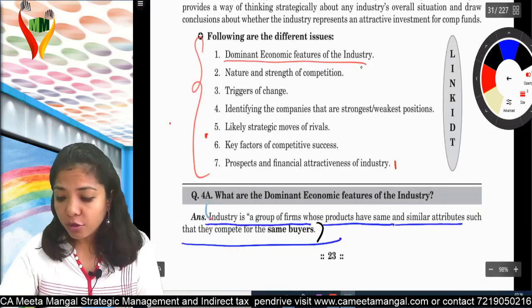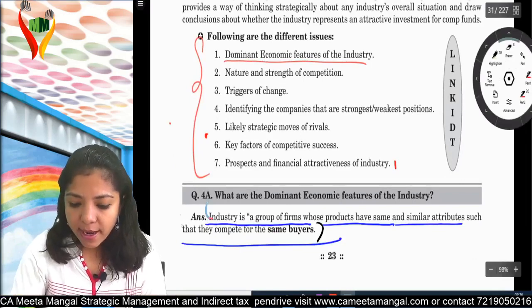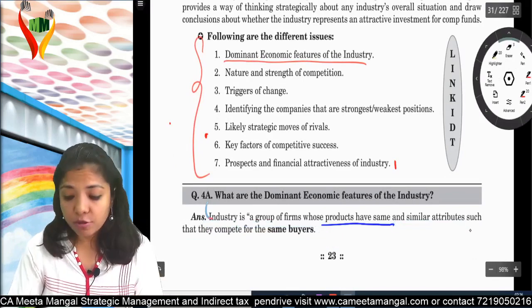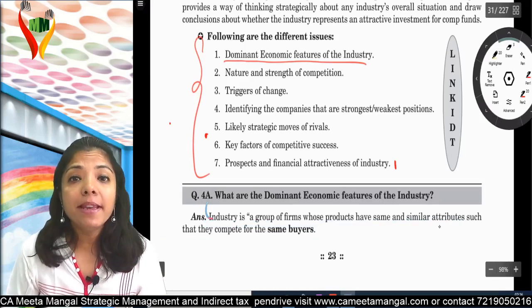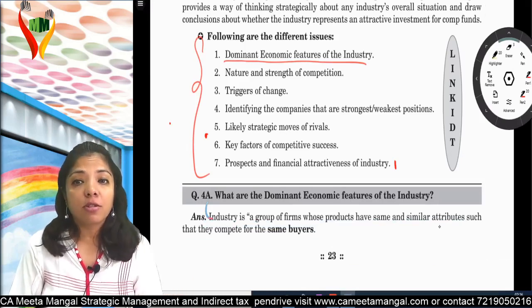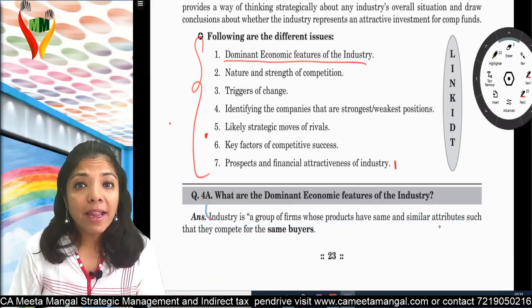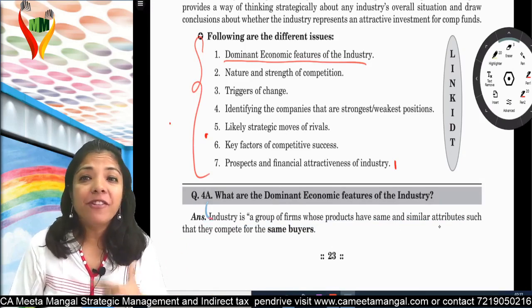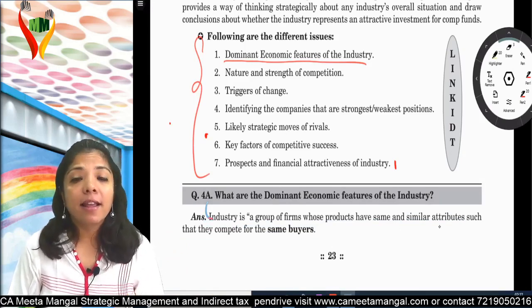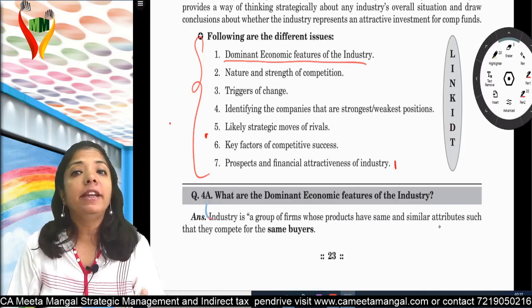What is the first issue? The first issue is dominant economic features of the industry. What am I dominating? Ruling, controlling. What am I economic? Financial position. To understand that, every industry has some dominating features.